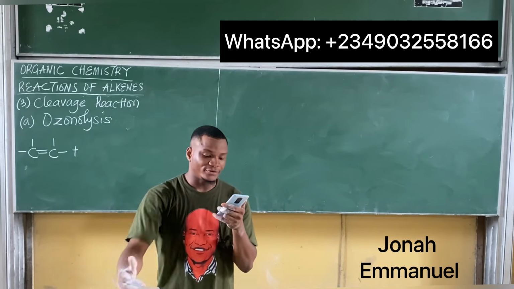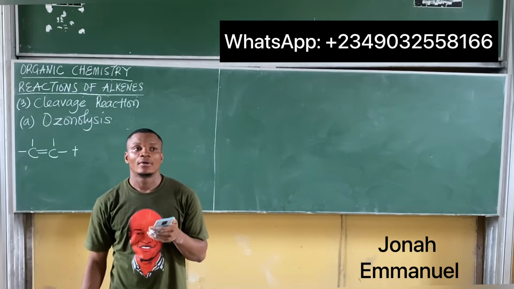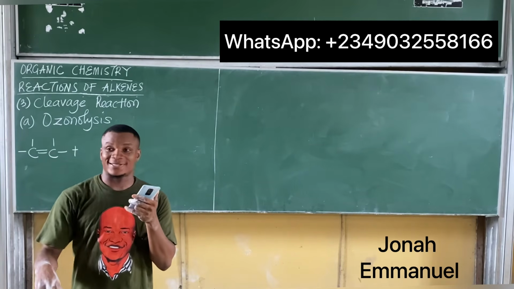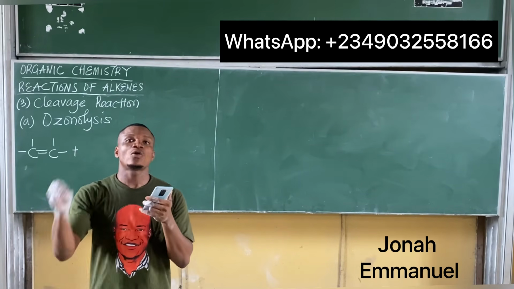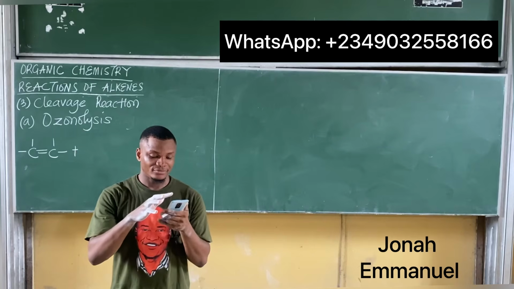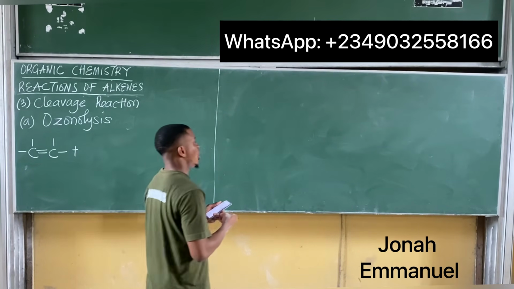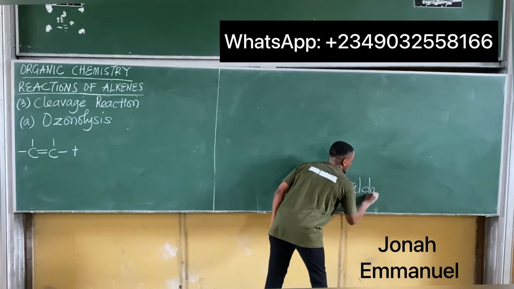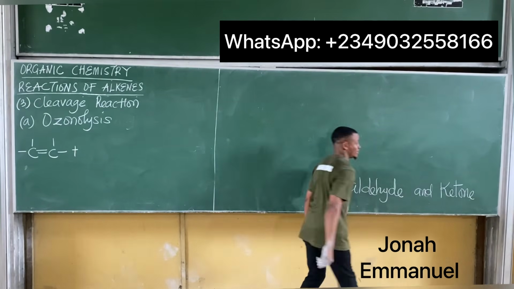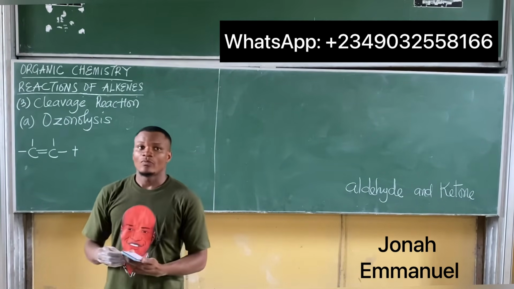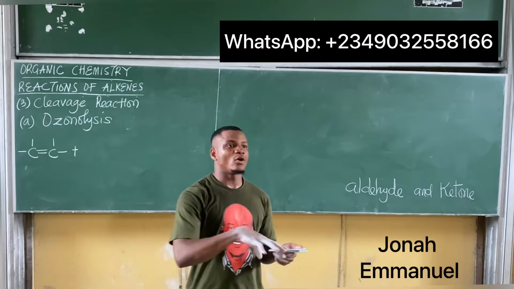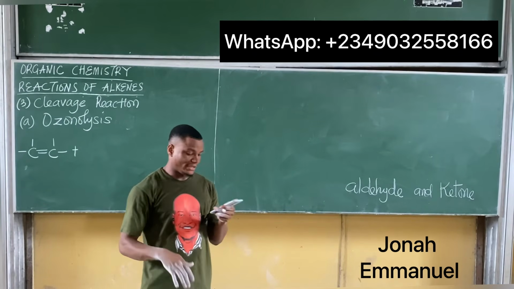Which on further reaction with zinc dust and water results in the production of an aldehyde and a ketone. So ozone combines with an alkene to give you an ozonide, which reacts with water and zinc dust to give you what? An aldehyde and a ketone.